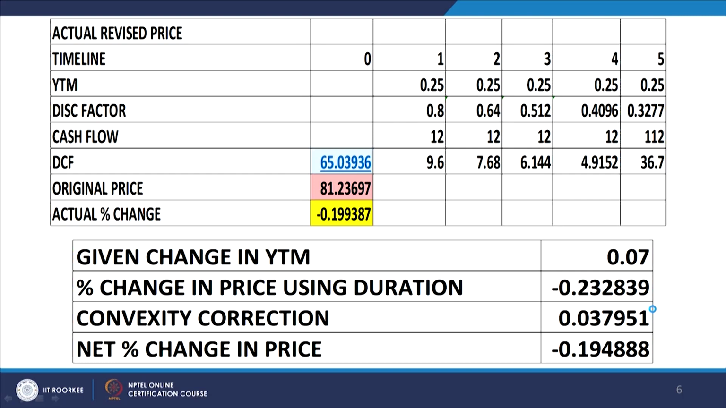Please note that. Why? Because the first derivative is negative, the second derivative is positive. If you combine the two, you find that the net change in price as a percentage is given by minus 19.48%. The actual change in price works out to minus 19.93%. So, the approximation is much better when you incorporate the convexity correction.